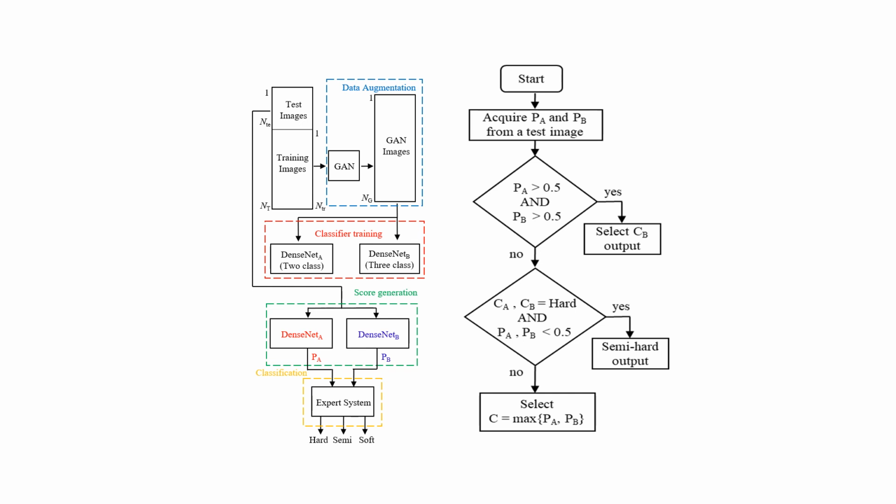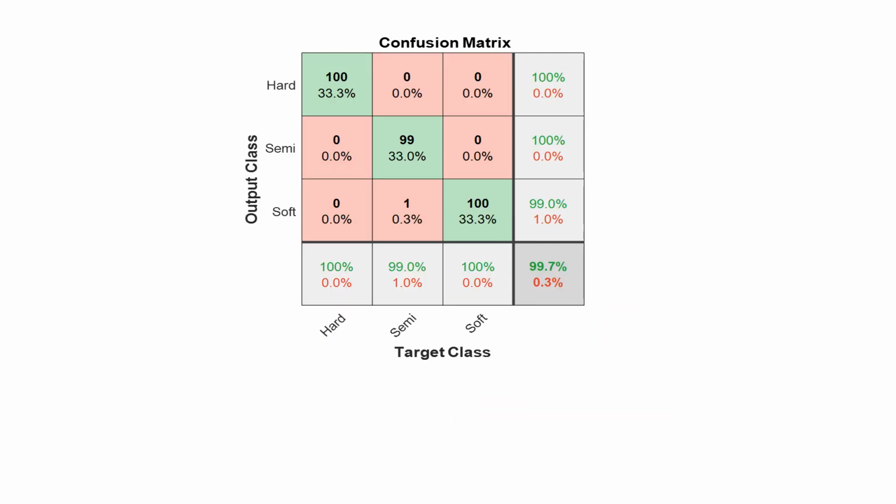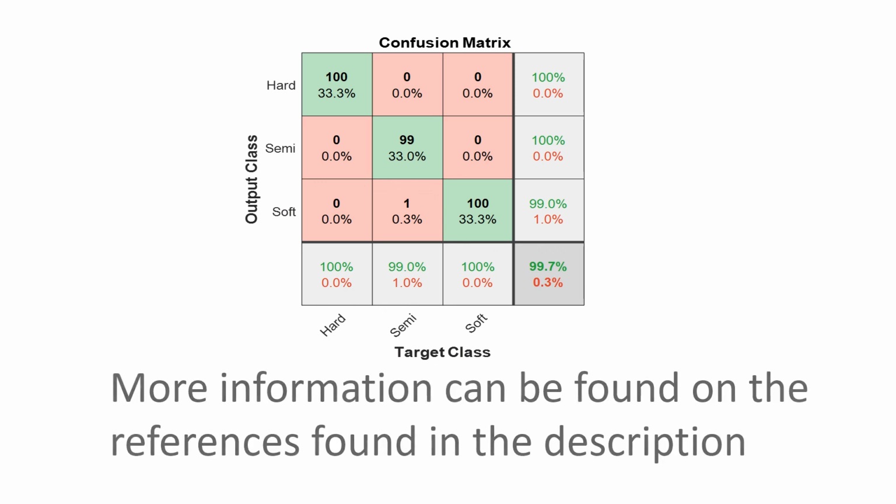The block diagram shows the implementation of this, where we can see that if the conditions are not met, we simply select the classifier with higher probability, which is happening here at the end. The final result is shown in the confusion matrix, where the accuracy of 96% using the three-class classifier is improved to 99.7% using the expert system.